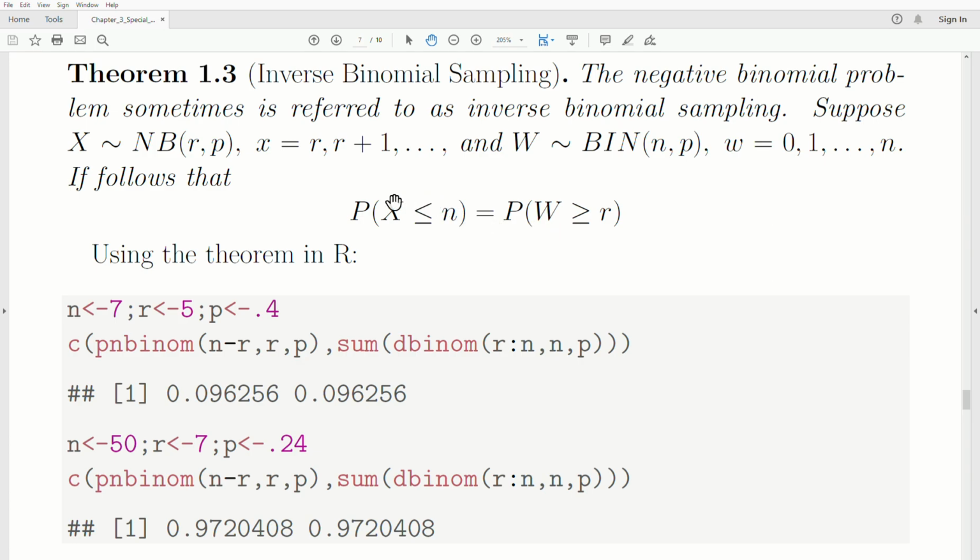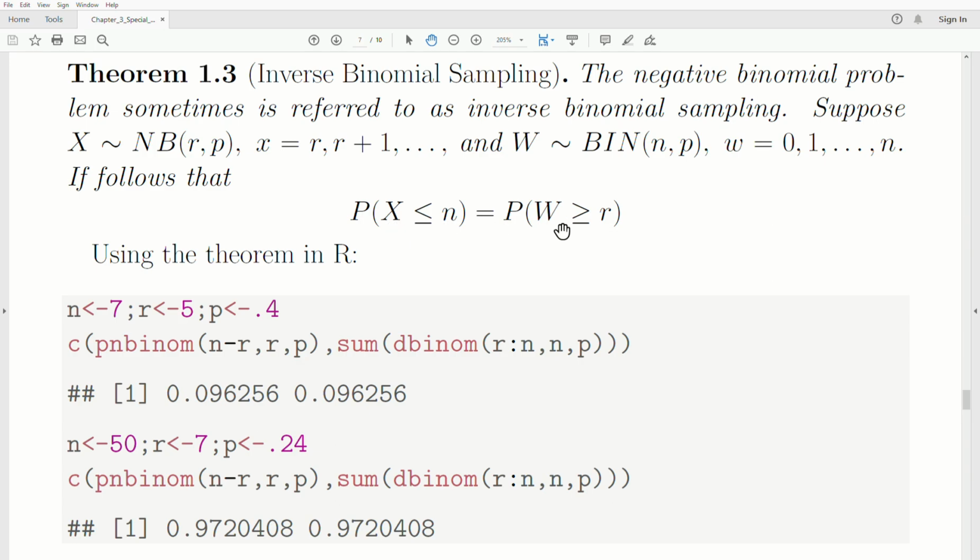And this says that the probability that we observe our r successes before n, or equal to n, is the same as that we observe at least r successes in n trials from a binomial random variable.